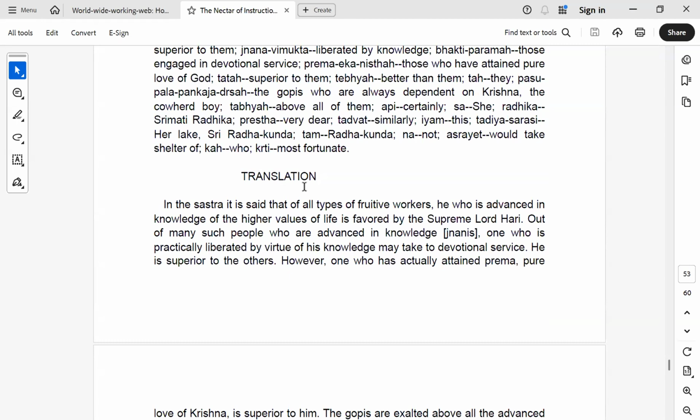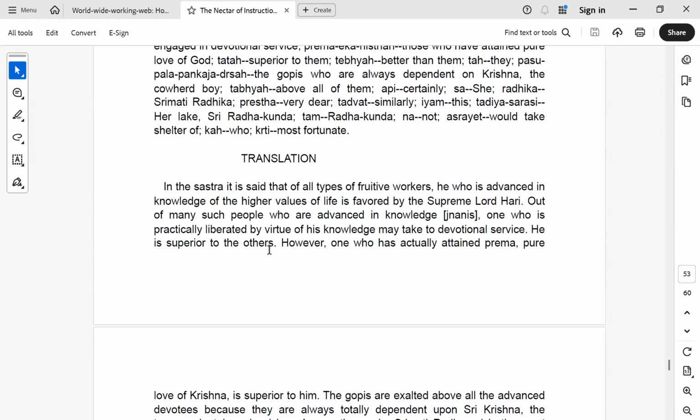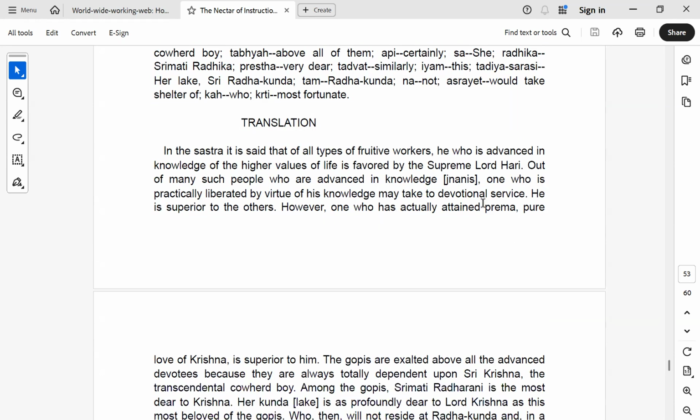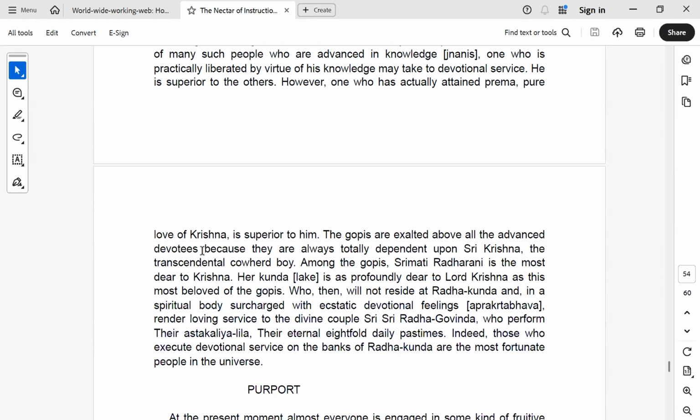This is the 10th verse I'm reading now. In the Shastra, it is said that among all types of fruitive workers, he who is advanced in knowledge of the higher values of life is favored by the Supreme Lord Hari. Out of many such people advanced in knowledge, Gyanis, one who is practically liberated by virtue of his knowledge may take to devotional service. He is superior to others. However, one who has actually attained prema, pure love of Krishna, is superior to him.